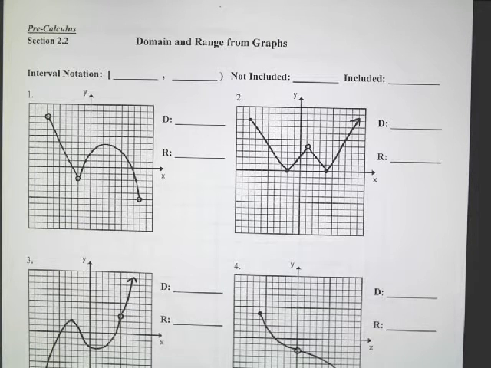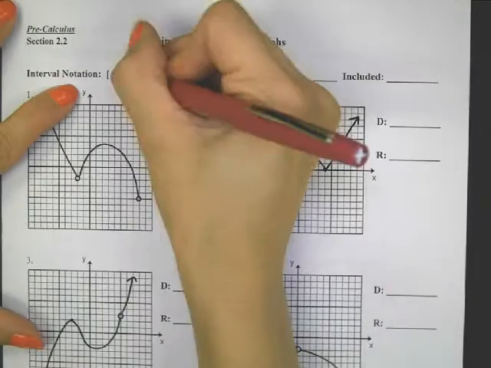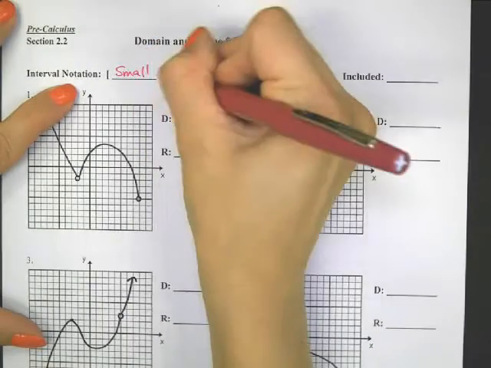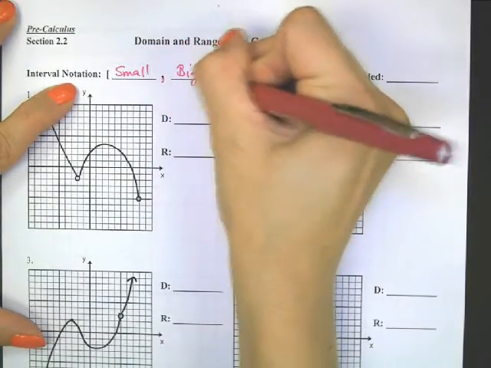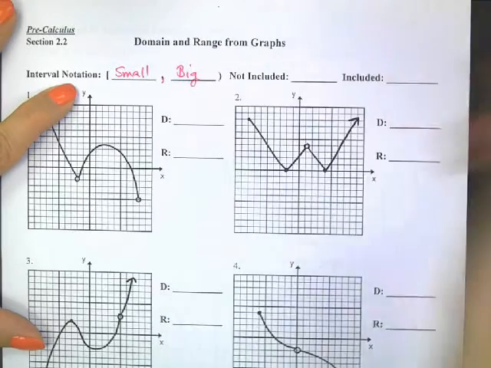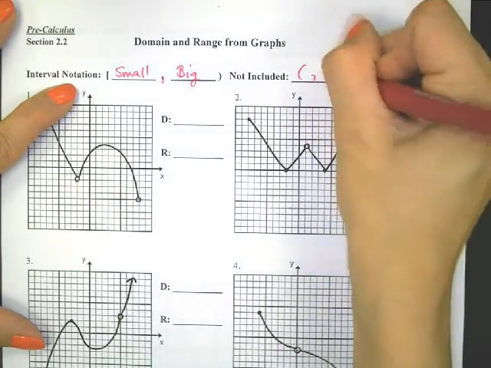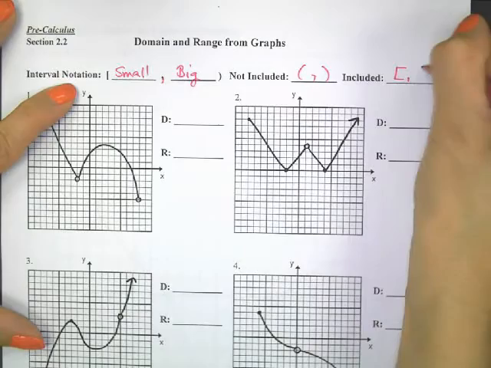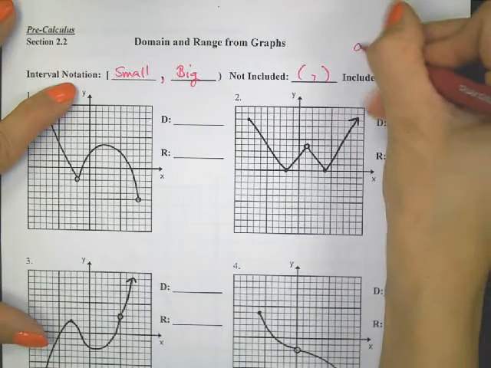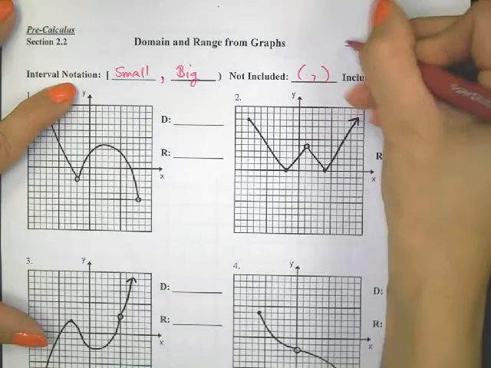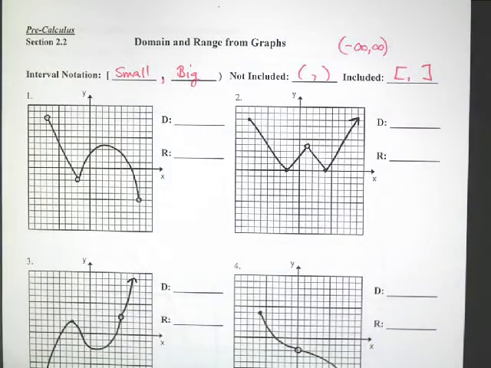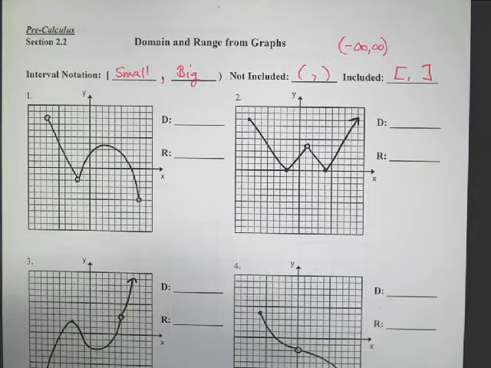So let's take a look at domain and range and info off of graphs again, maybe with some different techniques this time. Just to refresh, interval notation always has to go from small, comma, up to big. So either left to right or down to up. Not included gets parentheses, included gets brackets, and what do we put on the infinities? Always use parentheses.